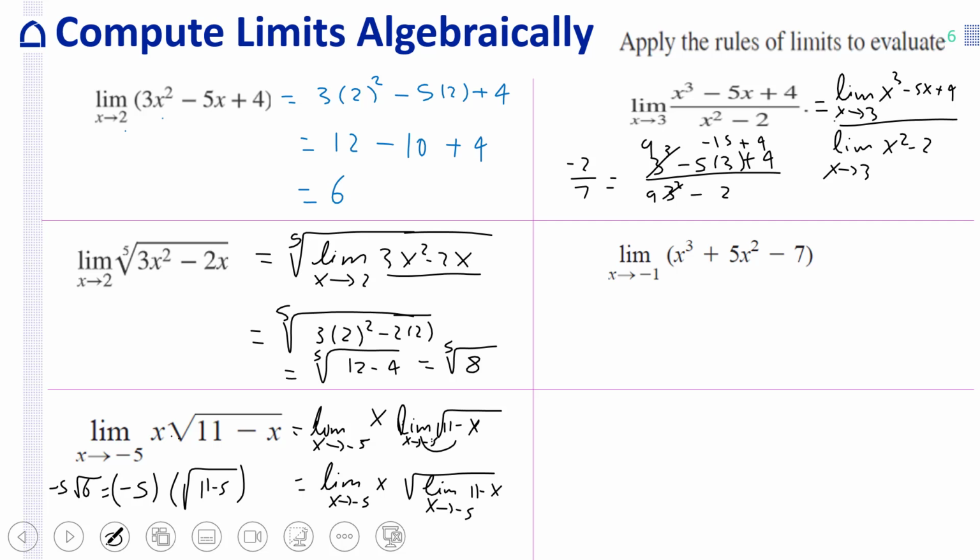For this one, as I said, this is a polynomial, so you can plug in the number straightforward. So minus 1 cubed plus 5 times minus 1 squared minus 7. So you have minus 1 plus 5, because when you have a negative to an even power, you have a positive, right? So 5 minus 7, minus 1, minus 8 plus 5, you have minus 3. You can check.